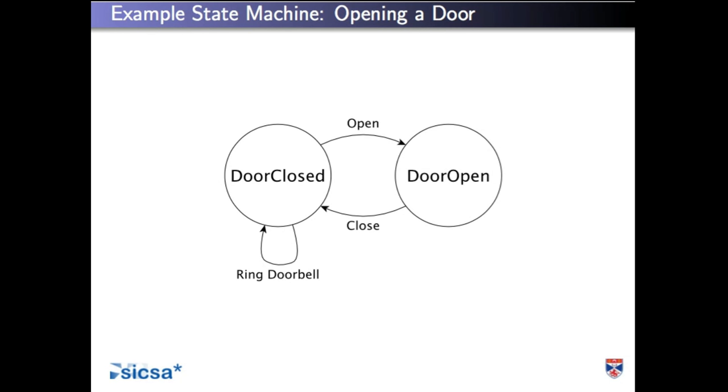So there are a couple of states that this system can be in. Either the door is closed or the door is open. And as programmers, we can instruct the door to open. We can instruct the door to close, and maybe in response to some button being pressed, we can instruct a bell to ring. So it only makes sense to open the door when we're in the door closed state. It only makes sense to close the door when we're in the door open state, and it only makes sense to ring the bell when we're in the door closed state. This is how the system is working.